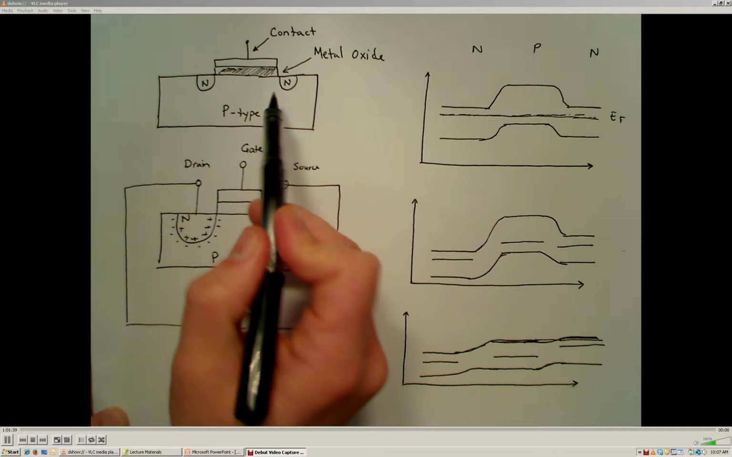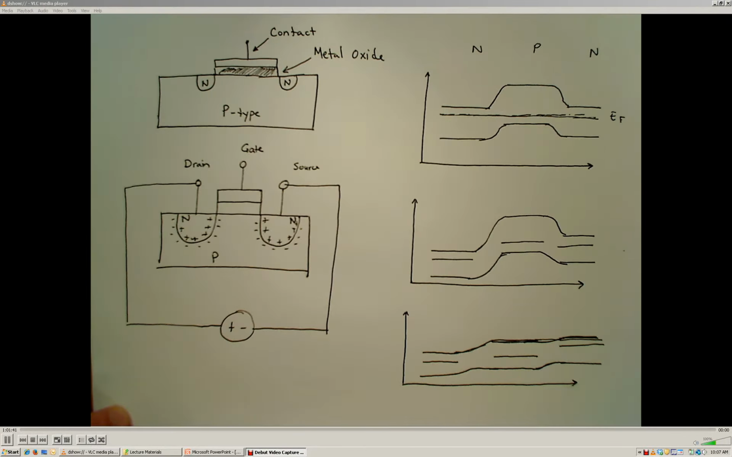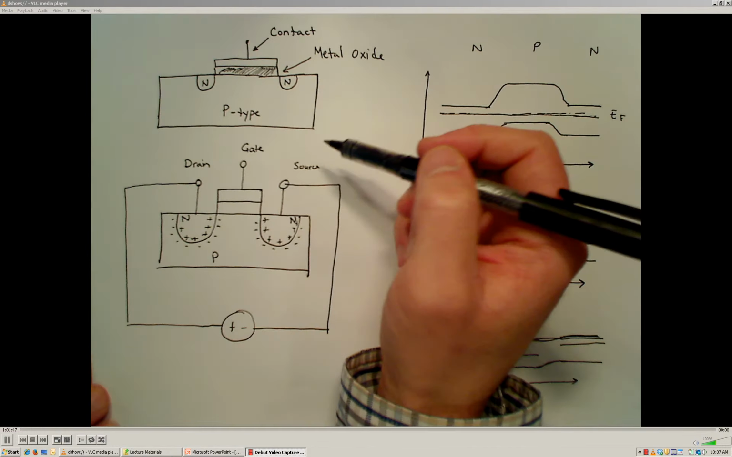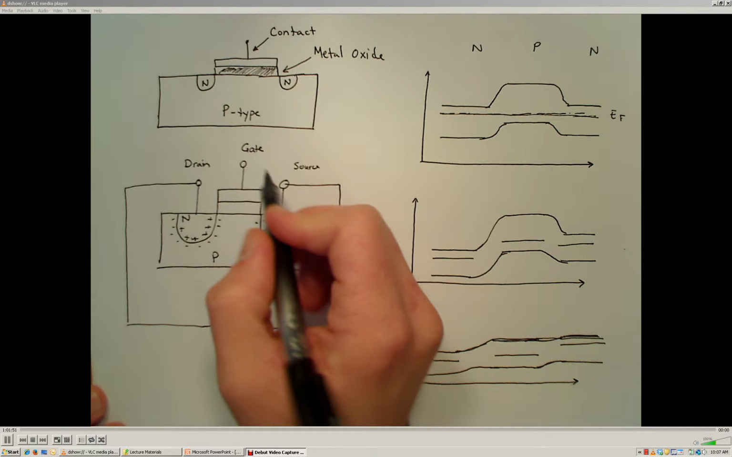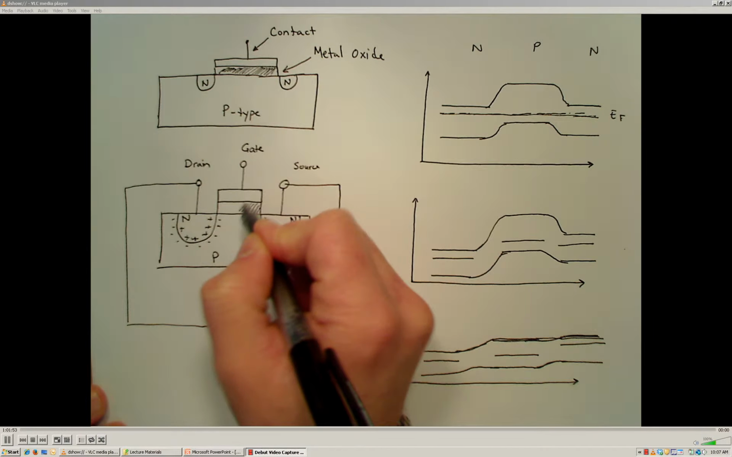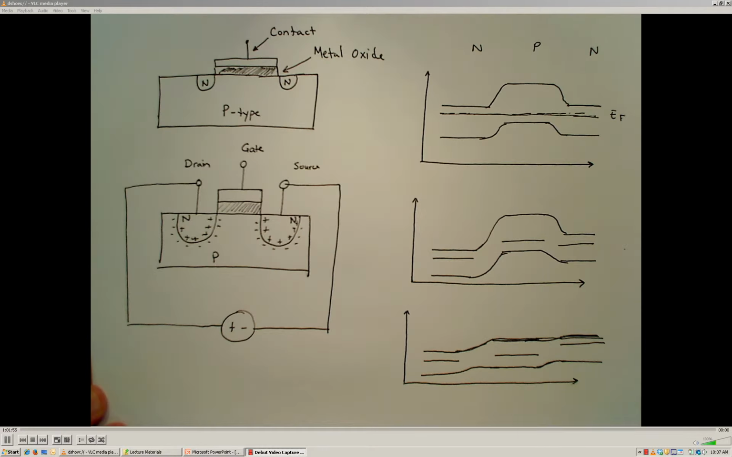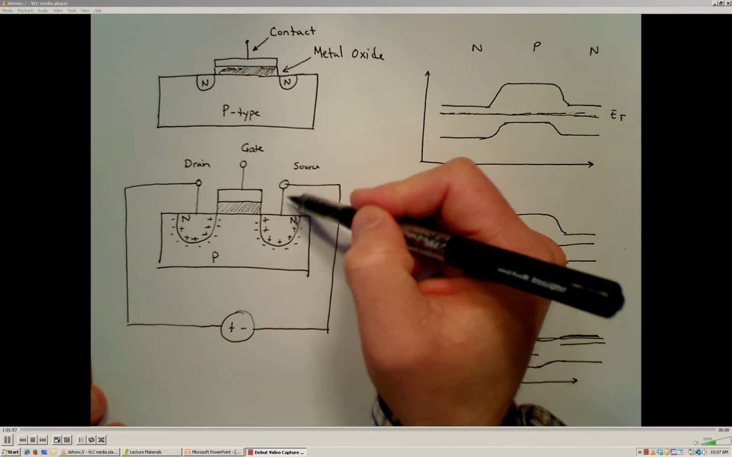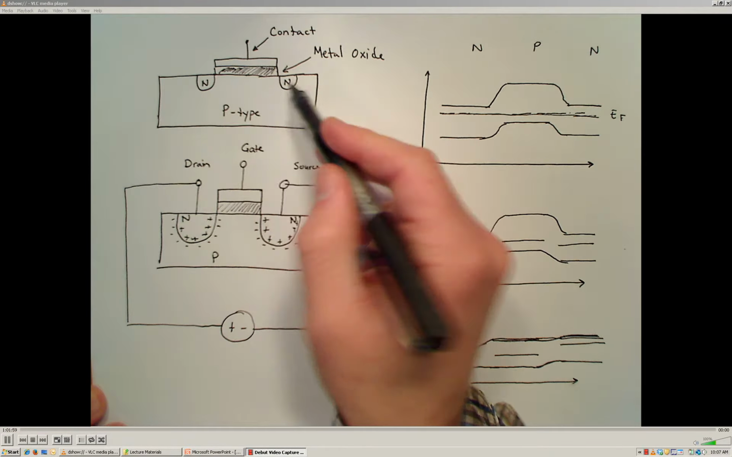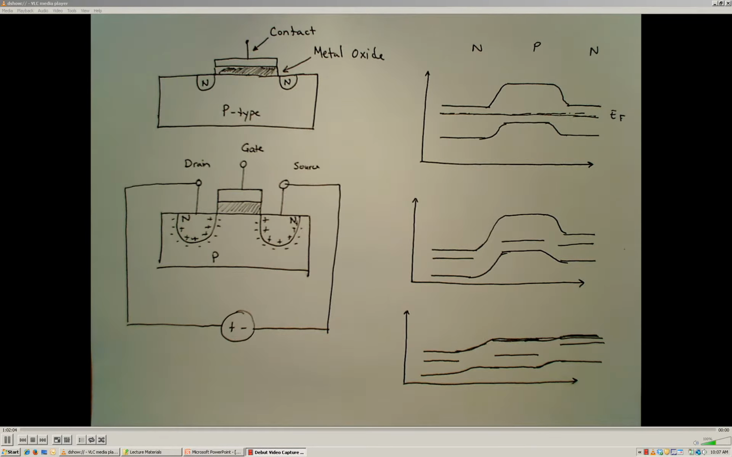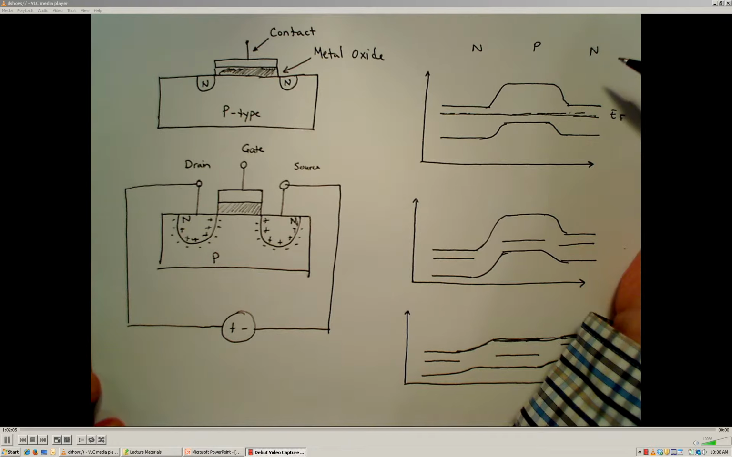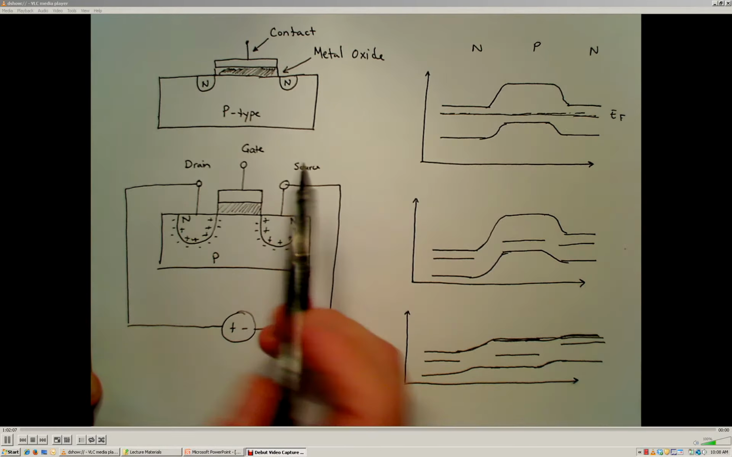And these two wells and this metal contact have special names associated with them when we're talking about a field effect transistor. We call the one that's connected to the contact, that's connected to the metal oxide here, the gate. And then the two other ones that are connected to the N-type wells are the source and the drain.